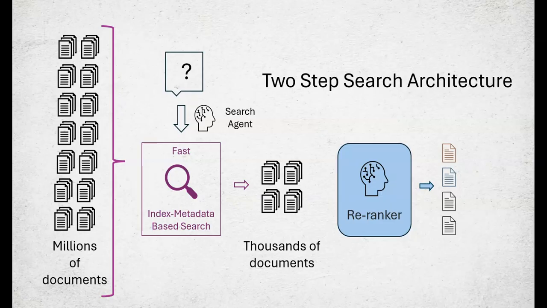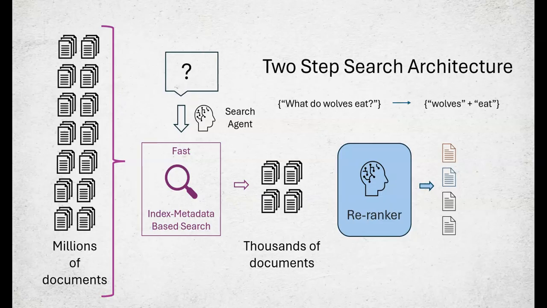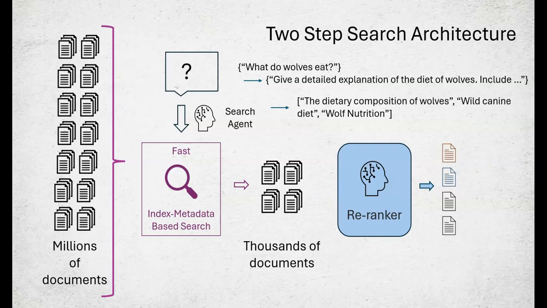In the fast search, you might have a search agent. The search agent takes the original question and converts it into a series of search terms. In our example, the search agent first rewrites the question to make it more detailed. This will allow the re-ranker to know if the documents that were retrieved are relevant to the original query. For example, the question "what do wolves eat" might get changed into something like "give a detailed explanation of the diet of wolves, include..." and so on.